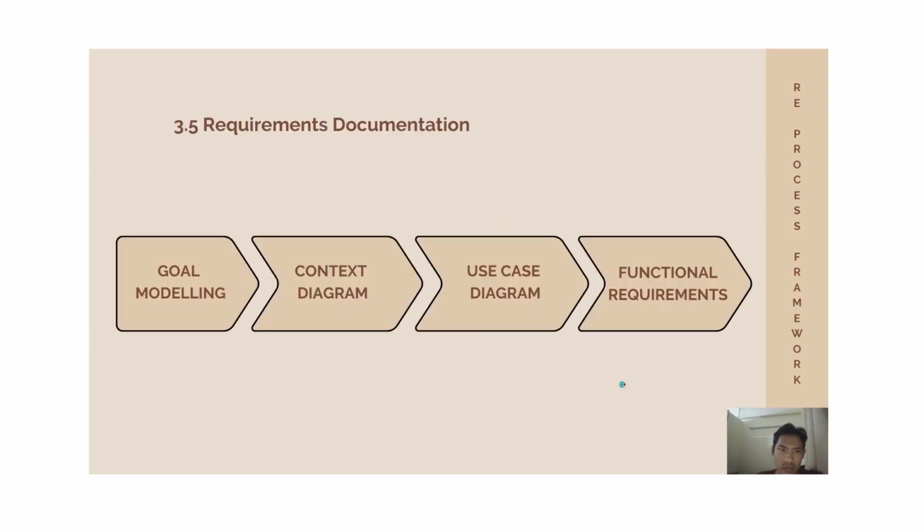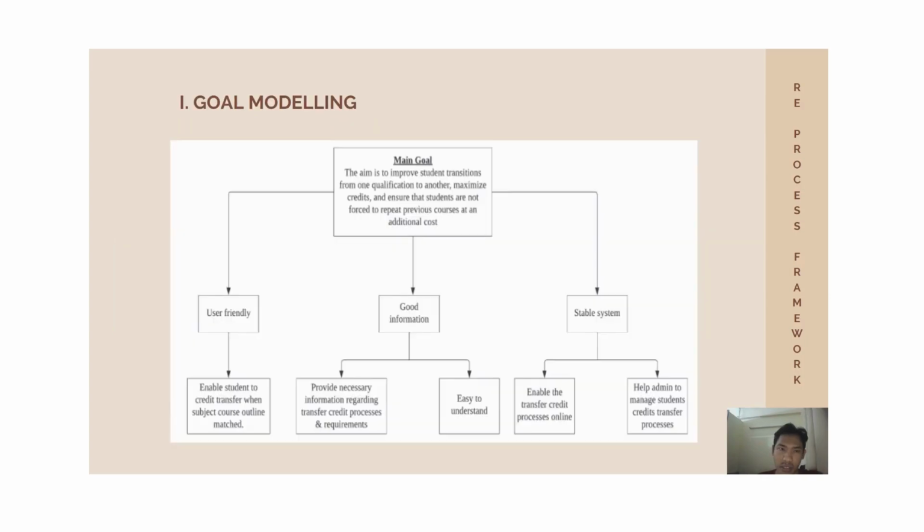Okay, so next one is the requirement documentation. We have goal modeling, context diagram, use case diagram, and also functional requirements. So firstly is goal modeling. Our main goal of creating the credit transfer management system is to improve the student transition from one qualification to another, maximize credit, and ensure that students are not forced to repeat previous courses at an additional cost.